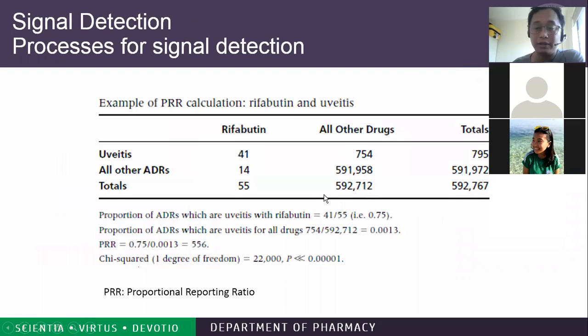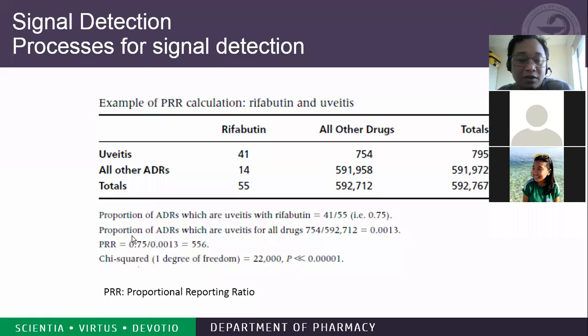So using this simple table, we can, do you still remember the odds ratio and relative risk? It looks like this. So this is the proportional reporting ratio. Using this PRR, we can define whether uveitis from rifabutin is a signal or not. So we calculate the PRR, the proportional reporting ratio.